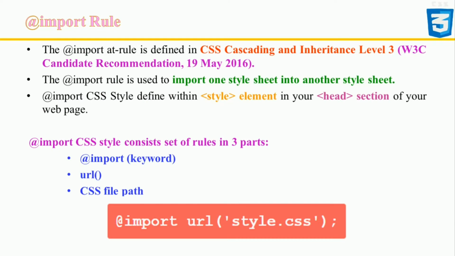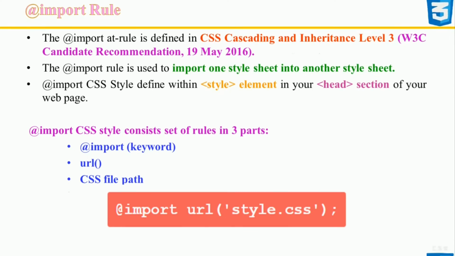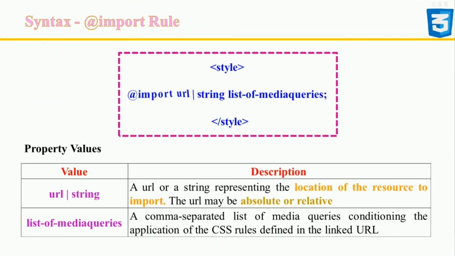Import style is another way to load a CSS file, and it is defined within the style element in the head section of the web page. Import style consists of a set of rules in 3 parts: @import is a keyword, URL, and CSS file path. This rule supports media queries so that the user can import media dependent style sheets. The import rule must be declared at the top of the document after any charset declaration.